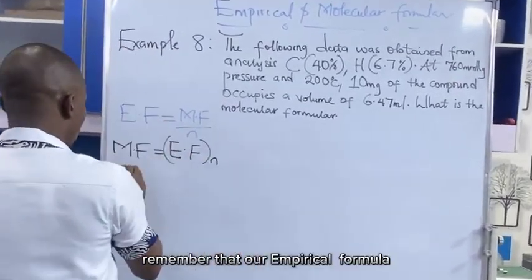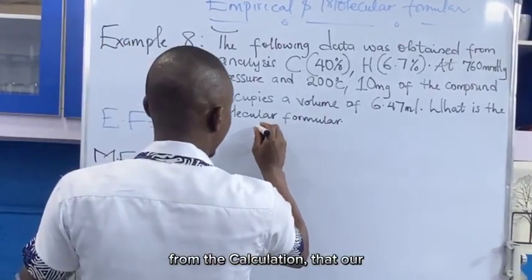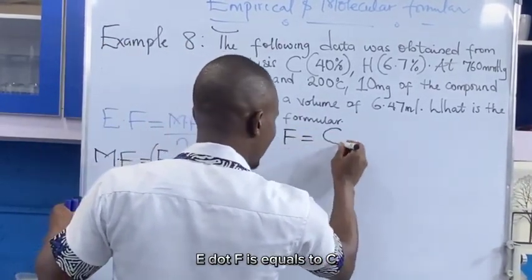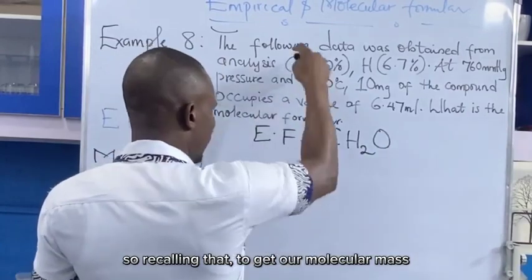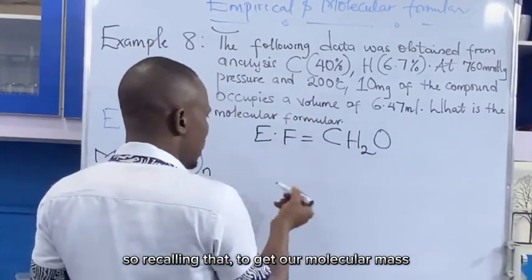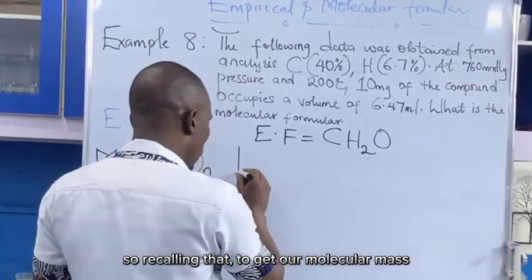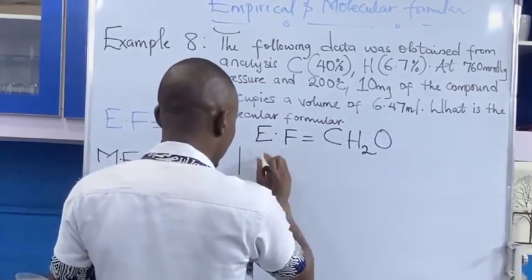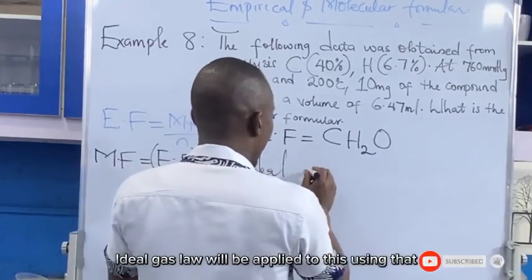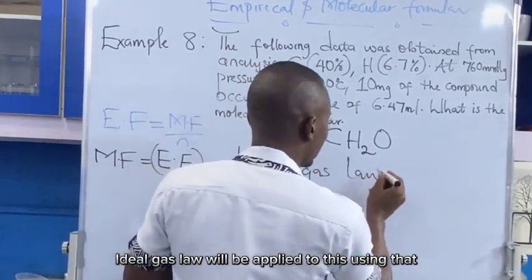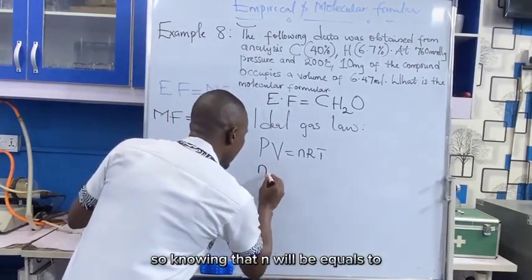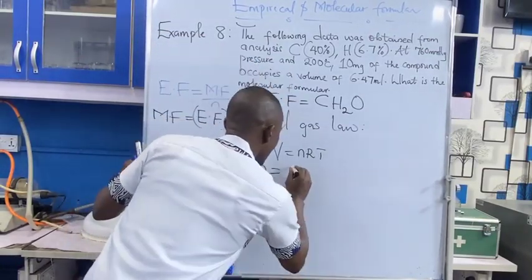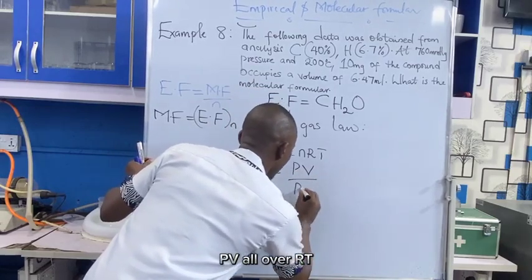Remember that our empirical formula from the calculation, that our E.F is equal to CH2O, already done. So recalling that to get our molecular mass, we are going to go to the ideal gas law. The ideal gas law will be applied to this. Using that, we are going to recall that PV is equal to nRT. So knowing that n will be equal to PV all over RT.